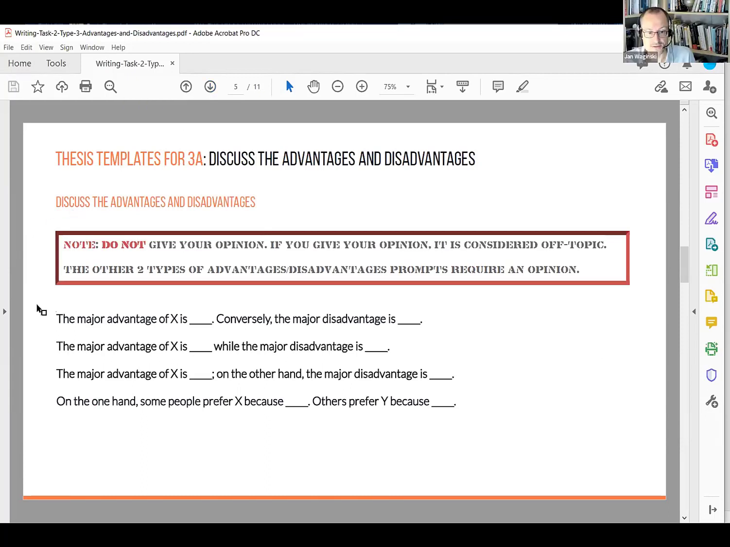Here's some sample thesis statements that you can use. You can simply say the major advantage of X is this. Conversely, the major disadvantage is Y. Or a complex sentence, the major advantage of X is this, while the major disadvantage is that. The major advantage of X is this; on the other hand, the major disadvantage is that. Or on the one hand, some people prefer X because of this, others prefer Y because of that.